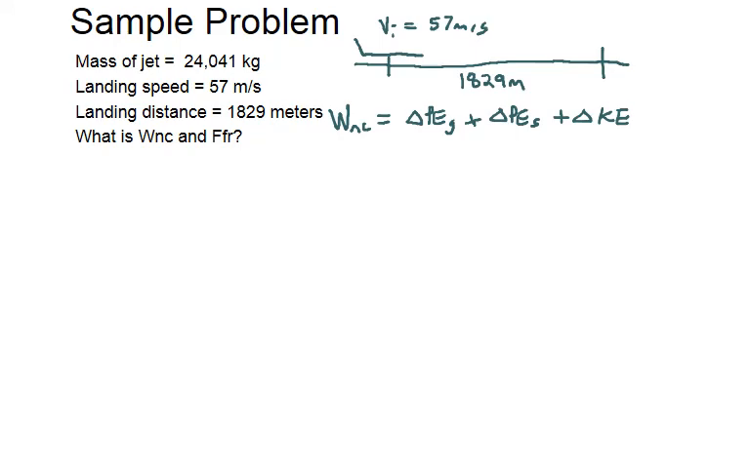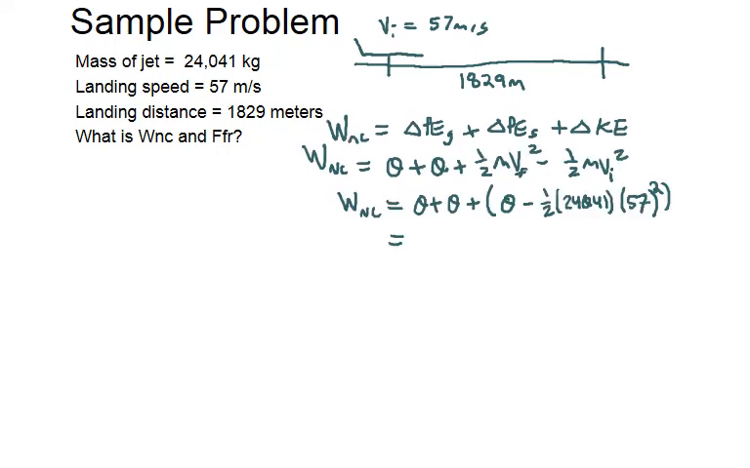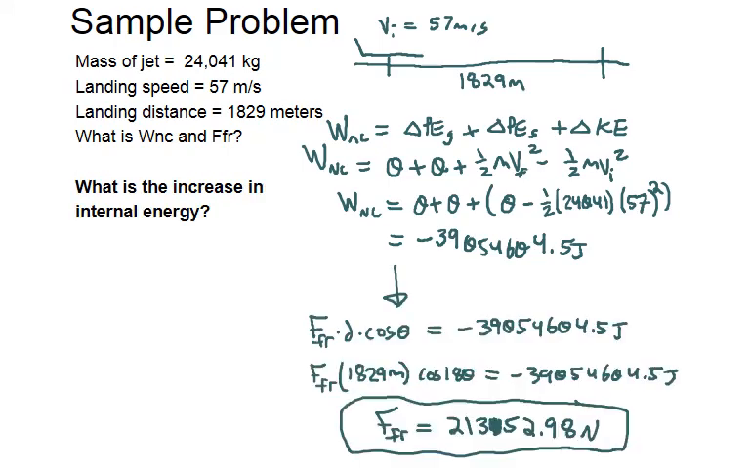Okay, so non-conservative work. There's no change in gravitational energy. There's no springs involved, no rotational energy that we have to consider. So 39 million joules or Newton meters is the non-conservative work. We can solve for the force. It should take 21,352.98 newtons. And then the final question is, what is the increase in internal energy?